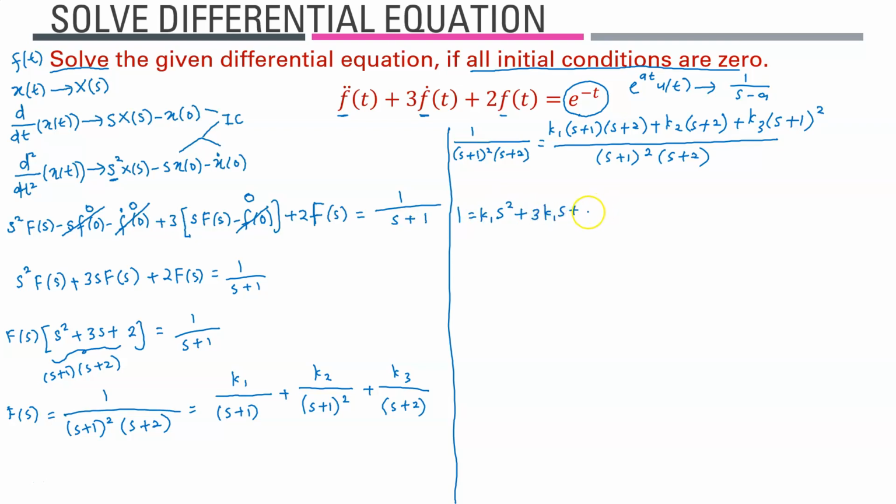s plus 2k1 plus k2s plus 2k2 plus k3s squared.